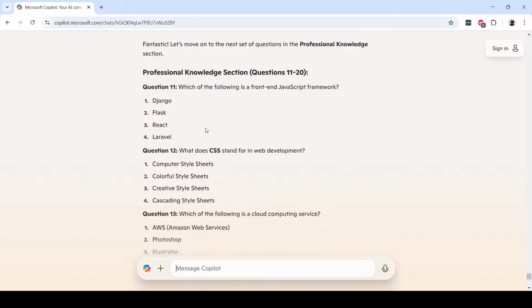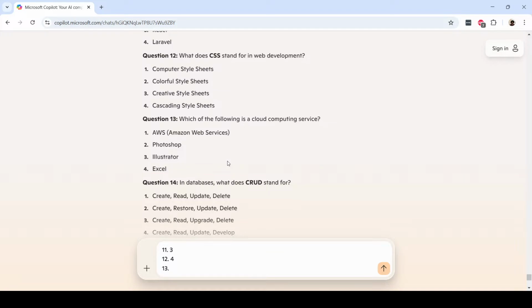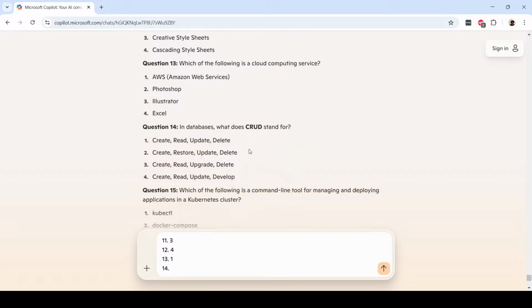Which of the following is a front-end JavaScript framework? So the options are Django, Flask, React, or Laravel. React. Django is for Python. What does CSS stand for? Cascading Style Sheets. Which of the following is a cloud computing service? AWS. In databases, what does CRUD stand for? Create, read, update, delete.